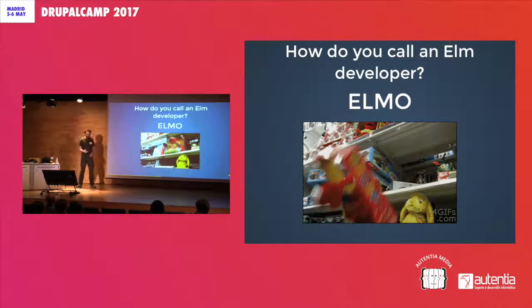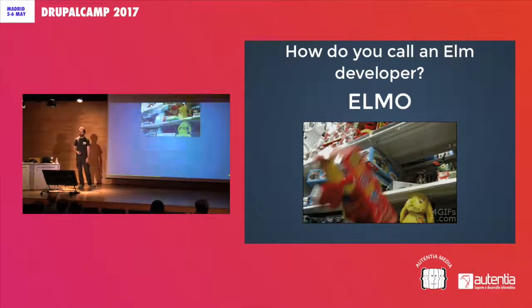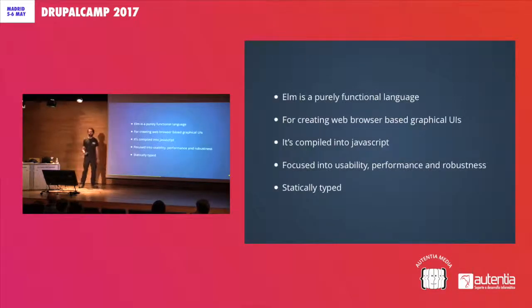Still, I am a Drupal developer. So what is Elm? What is this Elm we are talking about? Elm is a purely functional language. That means it can be programmed only in a functional way. For example, JavaScript and PHP can be programmed in a functional way, but they are not purely functional because they allow other kinds of programming, like object-oriented, procedural, and so on.